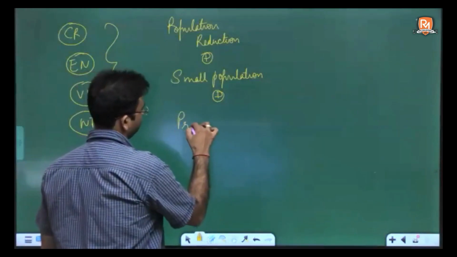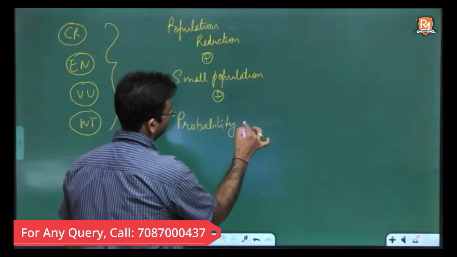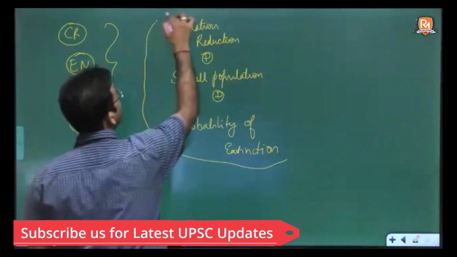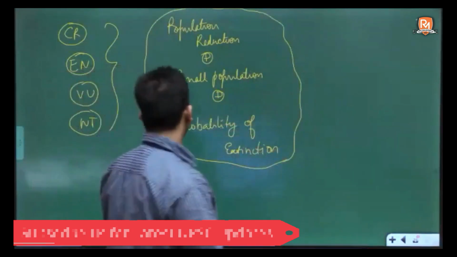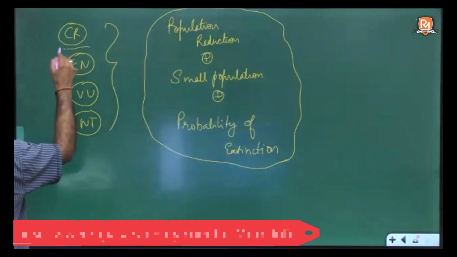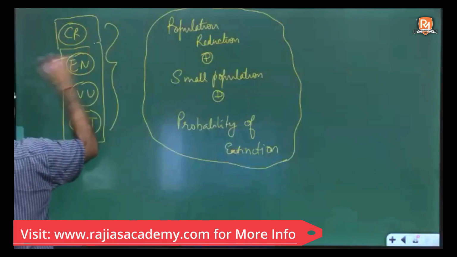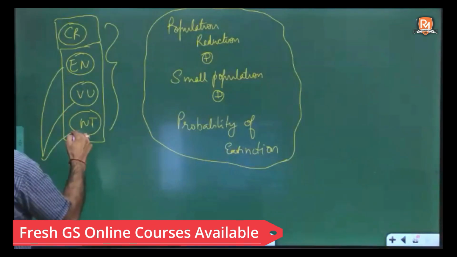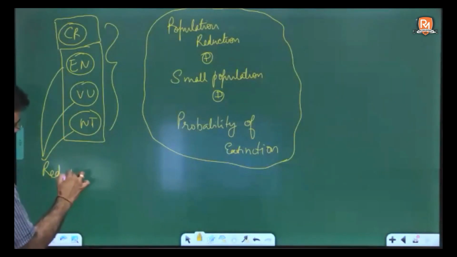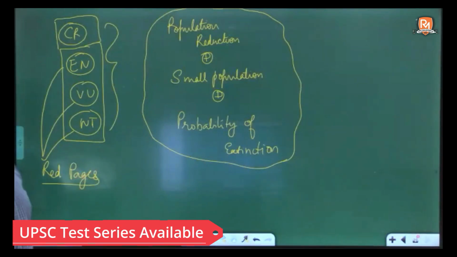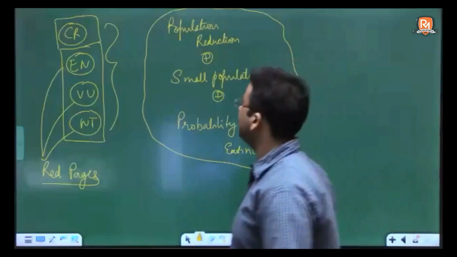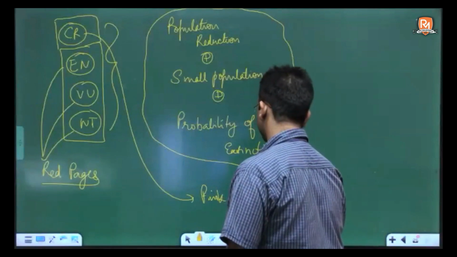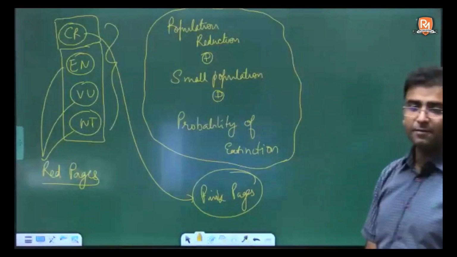Probability of extinction. These are the criteria on the basis of which you are going to classify the species into either critically endangered, endangered, vulnerable, or near threatened. Endangered, vulnerable, and near threatened are found on red pages, whereas critically endangered is found on pink pages.